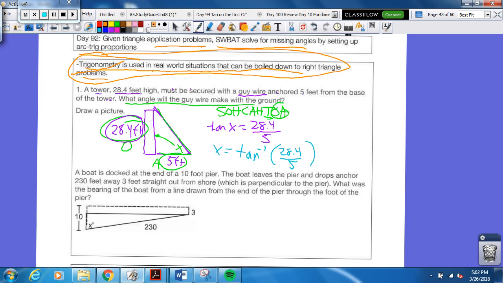Everybody get your calculator out. Make sure you're in degree mode, and you have inverse tangent. You put second tangent, 28.4 divided by 5, and you get about an 80.01 degree angle. That's about an 80-degree angle.